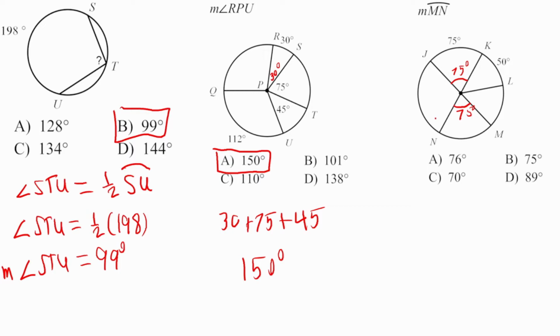But what if these aren't perfect lines, mister? Well, hey, we have another way we could figure this out. We could say that JKM, or arc JM, is a semicircle, also known as half of a circle.